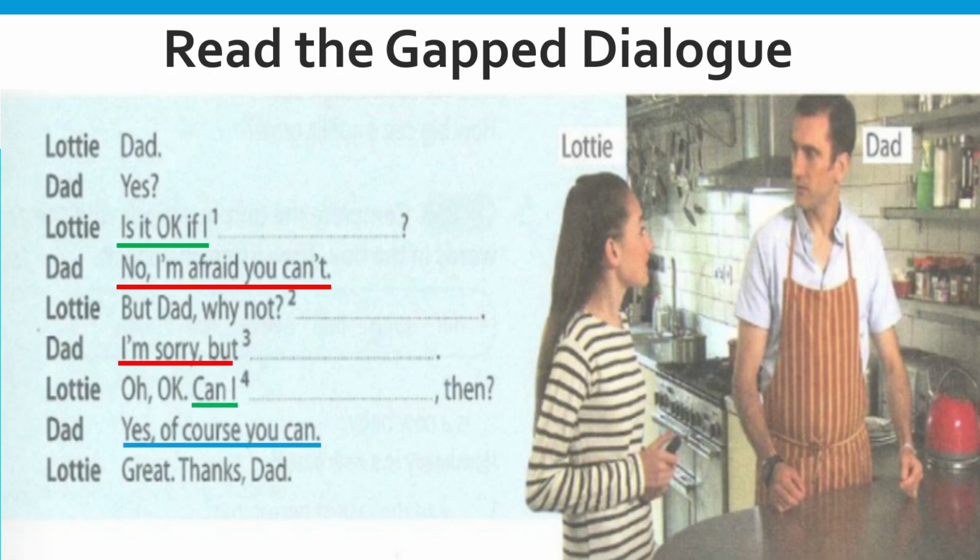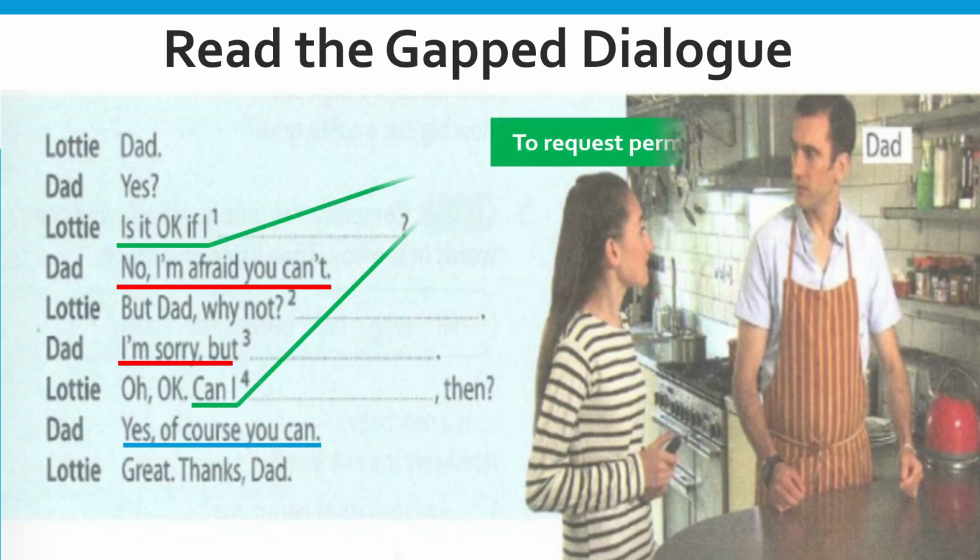These are the key phrases that are very related to the topic of our lesson today. Now, did you see that the phrases that I have underlined are in different colors? They are green, red, and also blue. What do the key phrases in green color show? It means these key phrases are used to request permission.